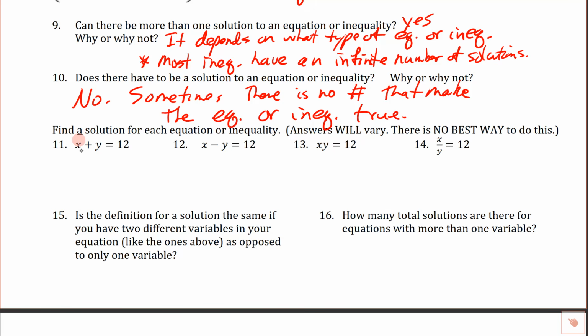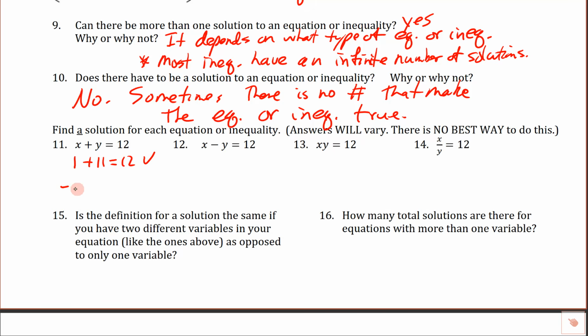It says find a solution for each inequality or equation. Answers will vary, and there really isn't a best way to do this. On this one right here, it just says x plus y equals 12. Well, we just want to make that true. If we want a solution, we want to make that true. So let's say x was 1, and we're going to add something to it, and it's got to equal 12. Well, that means y has got to be 11. So an x of 1 and a y of 11 would make that true, so that checks out.